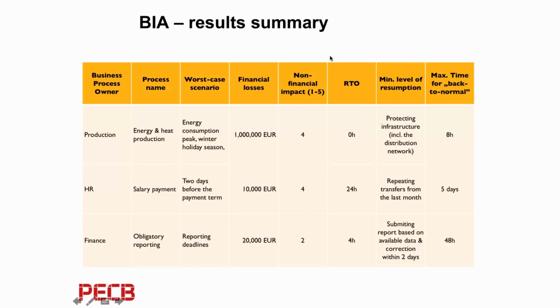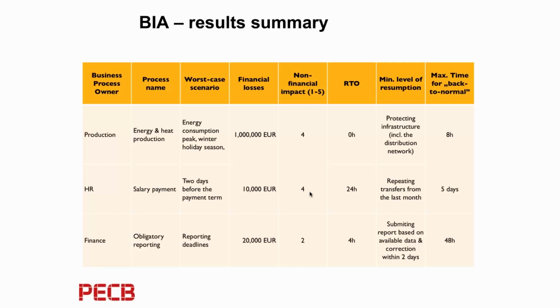And here we have these BCM requirements: RTO, minimum level of resumption, and maximum time for back to normal. And you can see we have 3 processes: production of energy and heat, salary payments, and obligatory reporting. We have the worst case scenario, and financial losses. And as you can see, there are sometimes processes, for instance salary payment, which really don't cause much financial loss. There are interest charges from the salaries, that's all, at least here in Poland. This is the only loss that company will consider. But on the non-financial impact scale, it's 4.